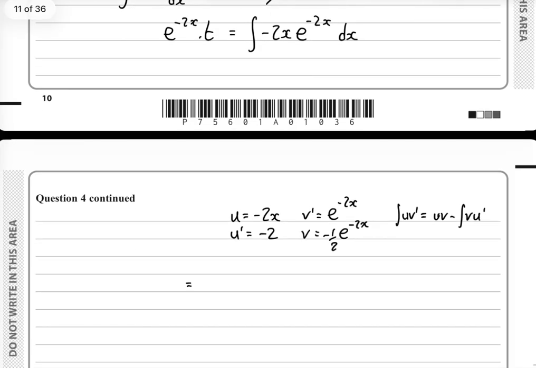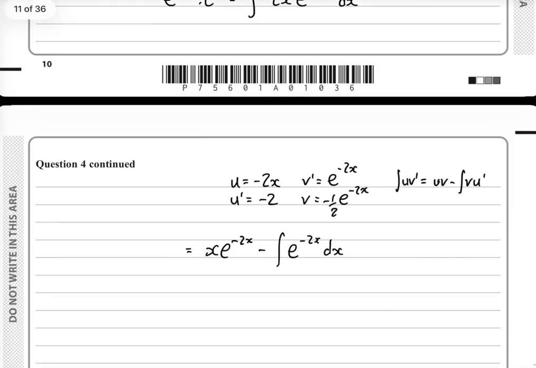Applying that gives me u times v, so that cancels quite nicely. x e to the minus 2x minus the integral of v times u prime. Those minuses cancel out, the 2's cancel out, so we get e to the minus 2x dx, which is quite easy to integrate. So we've got x e to the minus 2x. The minuses cancel as that comes down, and that is plus half e to the minus 2x.